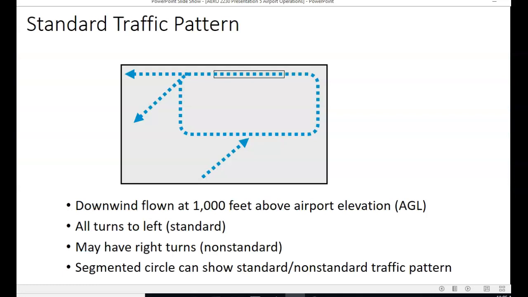The standard traffic pattern at all airports is at 1,000 feet above the airport elevation. All turns in a standard pattern are made to the left, so you could say it's left traffic. Some non-standard patterns require right-hand turns or right traffic. And a segmented circle can show pilots in the air whether there is a standard or non-standard traffic pattern.